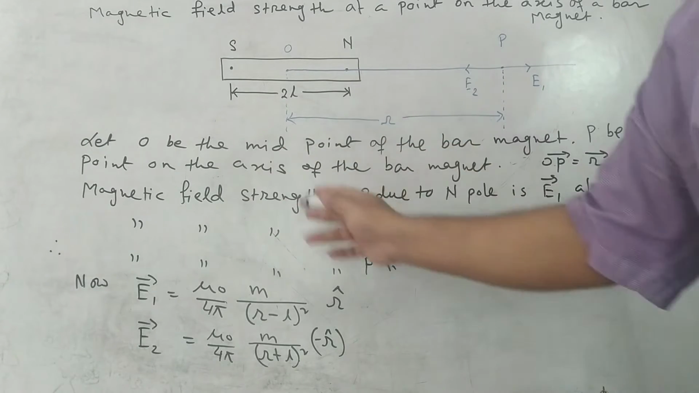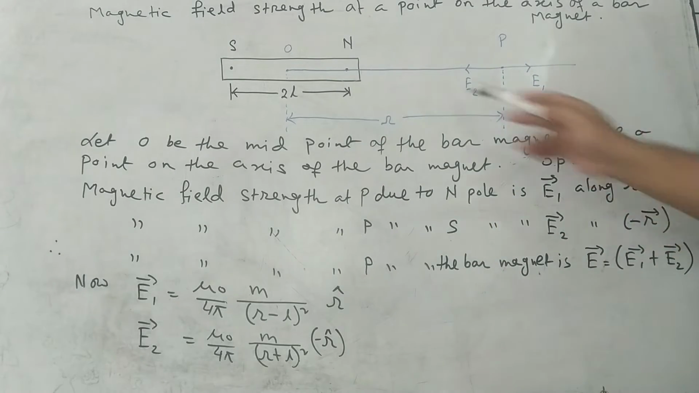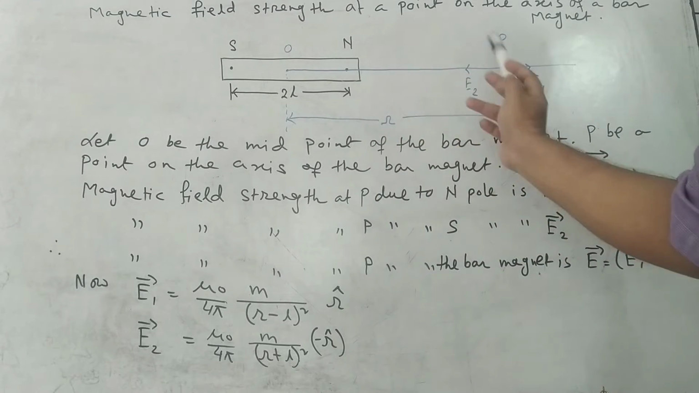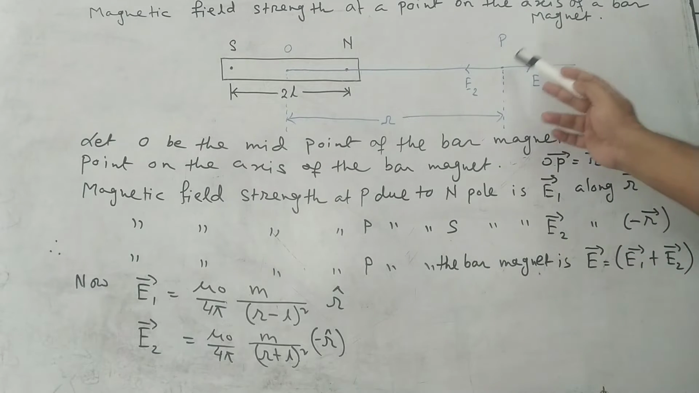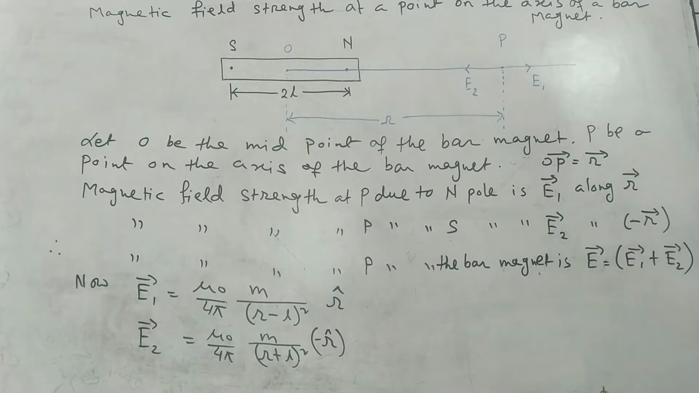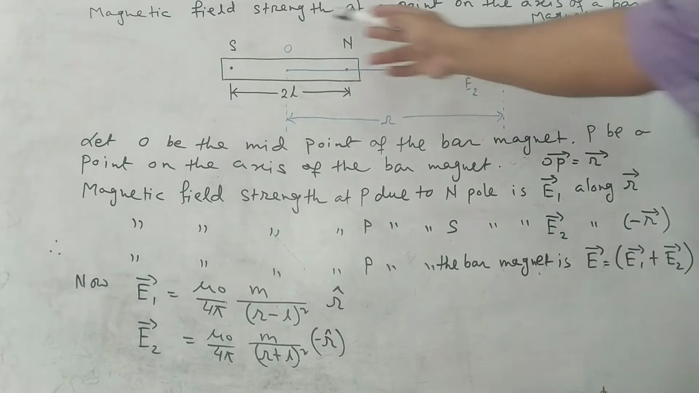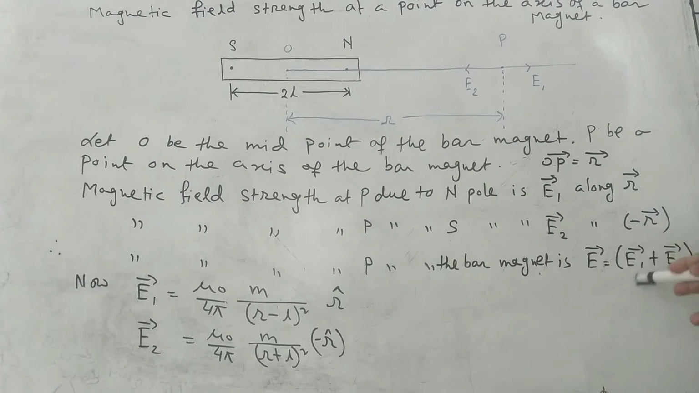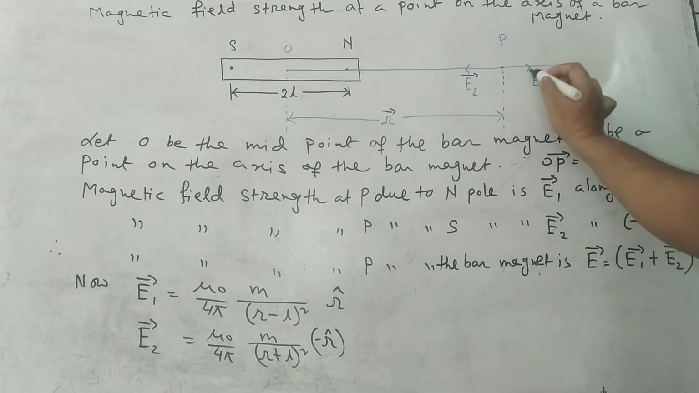Now the magnetic field strength at the point P due to the north pole is E1 along the R direction, that is, along the OP direction, and the magnetic field strength at the point P due to the south pole is capital E2, and its direction is along the negative R direction, that is, from P to O. Therefore the magnetic field strength at P due to the whole bar magnet is the resultant of E1 and E2, that is, E vector is equal to E1 vector plus E2 vector.